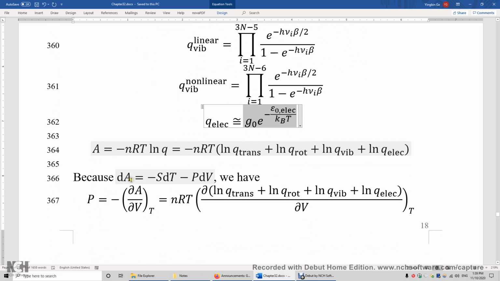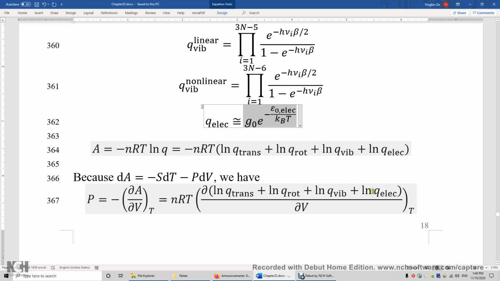Because dA is equal to negative SdT minus PdV, we know pressure is negative partial A over partial V. This is dA over dV when temperature is constant, so when dT is 0. Therefore, P is equal to nRT times the first derivatives of this guy plus this guy plus this guy plus this guy.